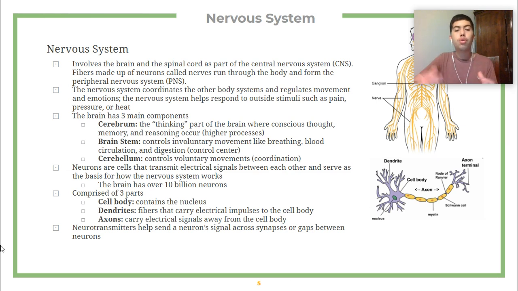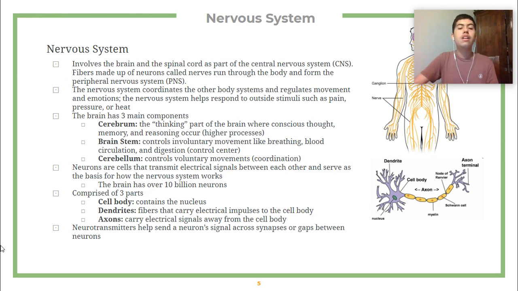And this is the control center. So these things are involuntary. We don't control our digestion or our blood circulation, and this is why the brainstem is a very important component of the brain. And then we have the cerebellum, which controls voluntary movement. So this controls coordination. If I pick something up, or I'm writing something with a pencil, or you're running around, these are voluntary movements that the cerebellum will help control.